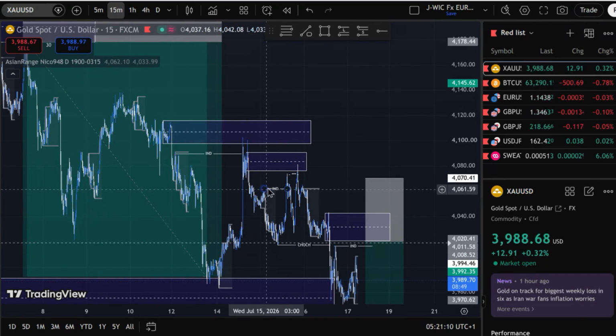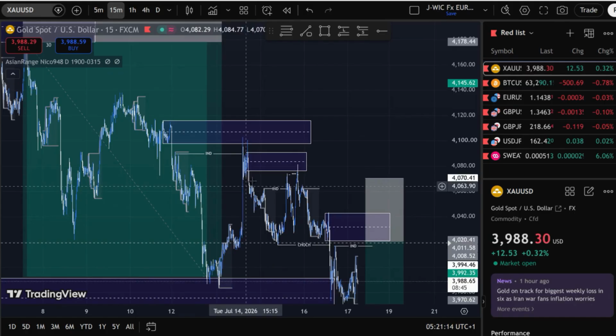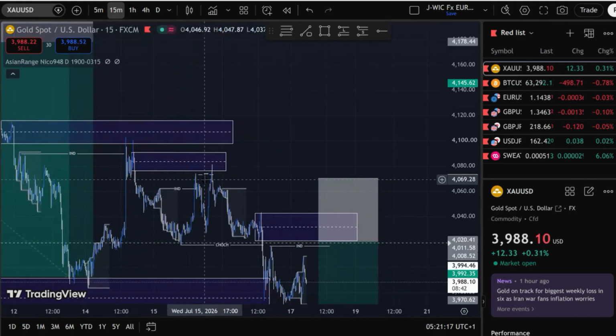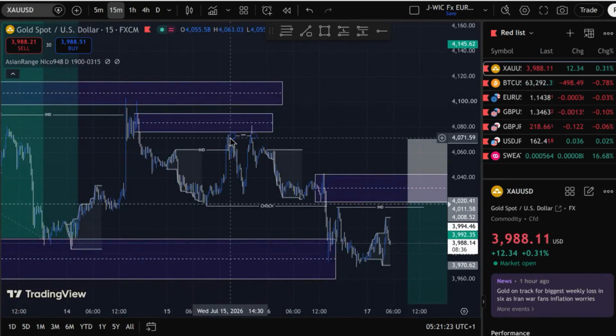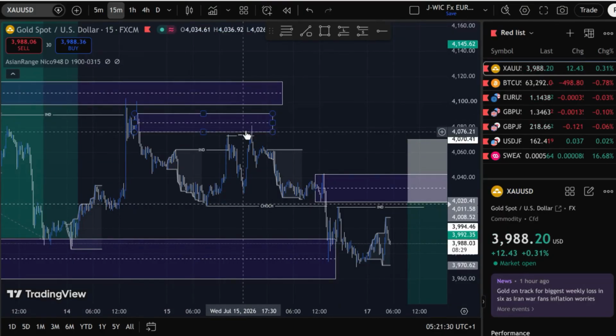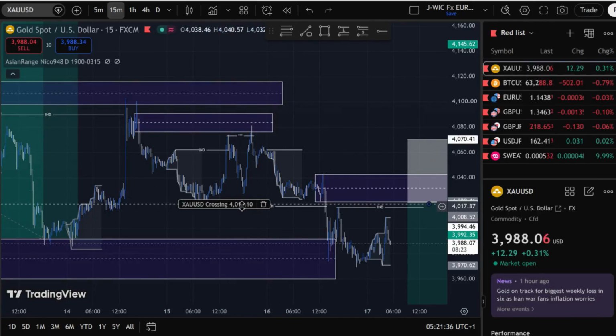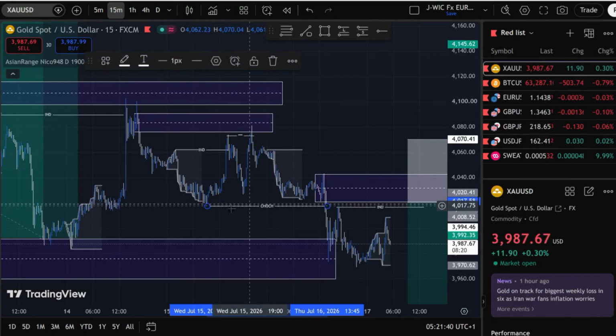You can spot this again: inducement, fair value gap. You can see this liquidity grab. I see this very good liquidity grab, a very good one. Now the market taps into that order block and moves down. So this is where the change of character is now, to continue to the downside.